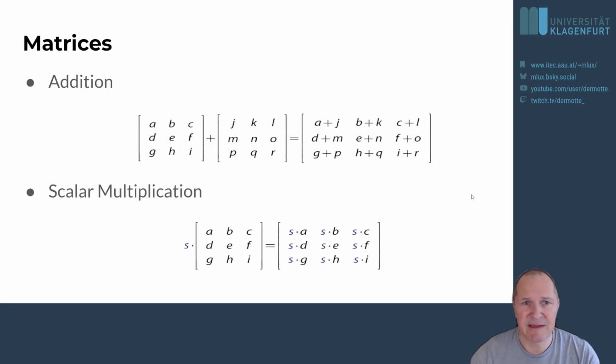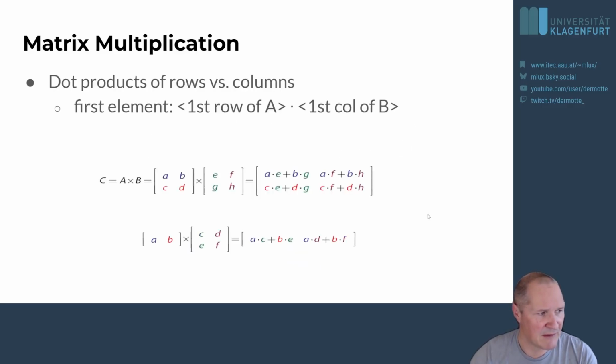Well, here's the mouse. Great. Matrices can be added. So adding two matrices just adds the components. You can do the scalar multiplication. Again, very easy. You just multiply the scalar with every component of the matrix. These are really the easy ones.